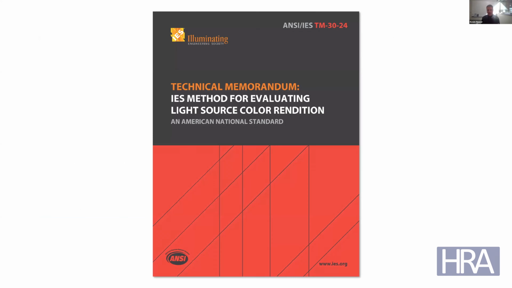Today's talk is actually about TM30, which is a technical memorandum from the Illuminating Engineering Society related to how we can quantify and measure light source color rendition. So today, we're not really going to talk too much about the technical components of this, but rather Mike and I are going to talk about how the standard came to be, offer some generalizable knowledge about the ingredients and the process for launching a successful standard.